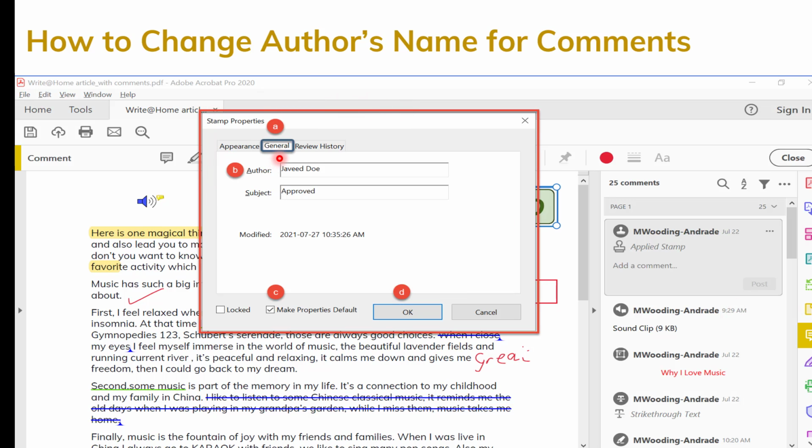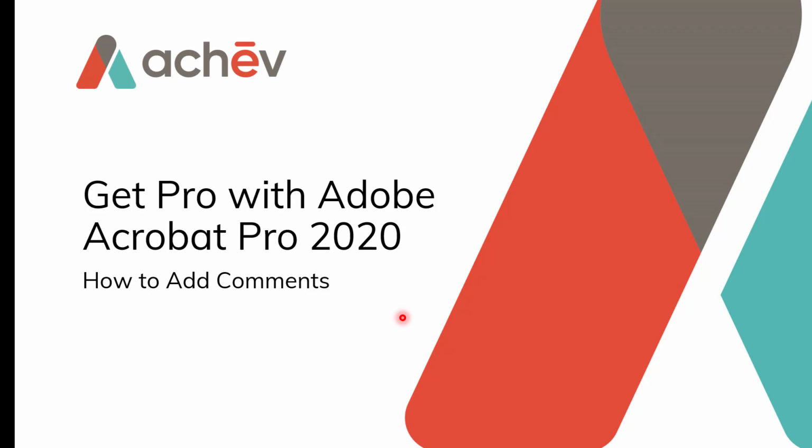Then click on the General tab in the middle. Then change the author's name, which will be presumably your name. Then make sure to check the box for Make Properties Default. Then finally hit OK. You have just completed how to add comments using Adobe Acrobat Pro.